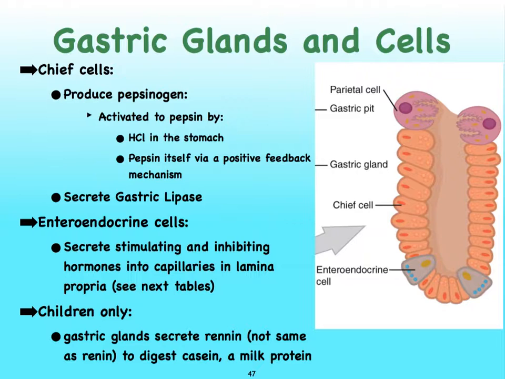In children, finally, we see that the gastric glands also produce something called renin. Now, this is not to be confused with renin that is spelled with just one N, the renin-angiotensin mechanism we've already learned a little bit about in the respiratory system. We'll come back to it in the urinary system. But the renin, spelled with two N's, is something very different, and it's produced by children only, and it helps with the digestion of a milk protein called casein.